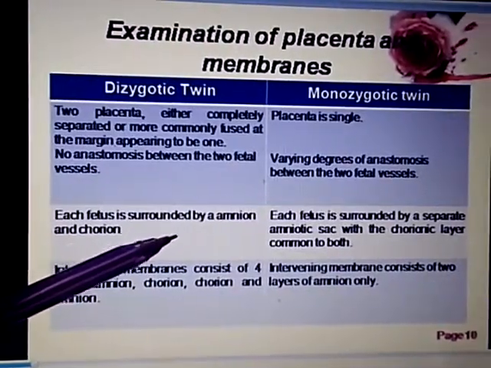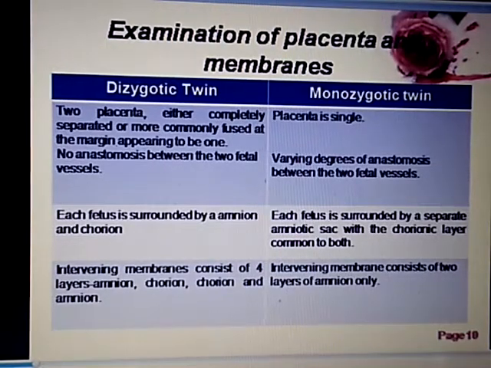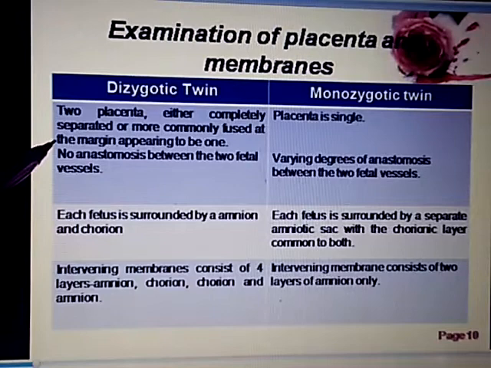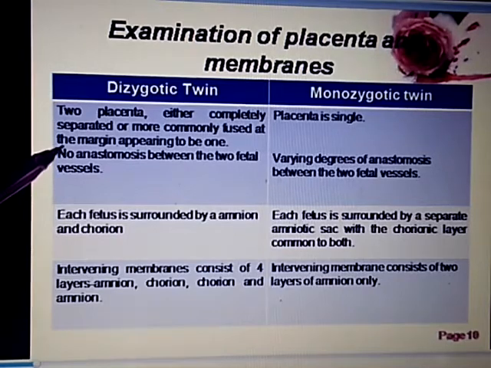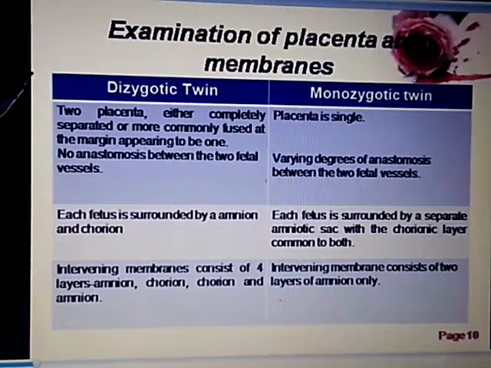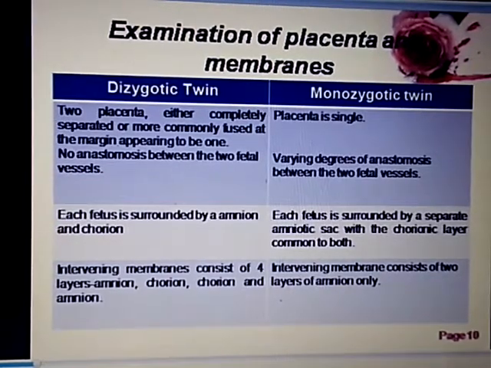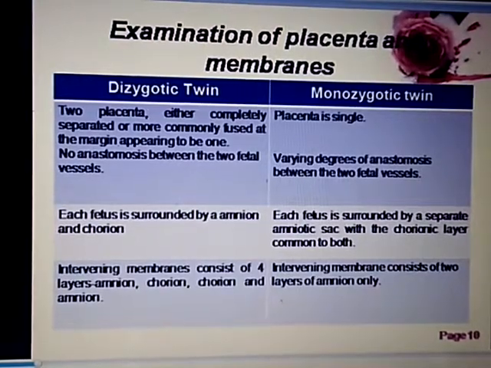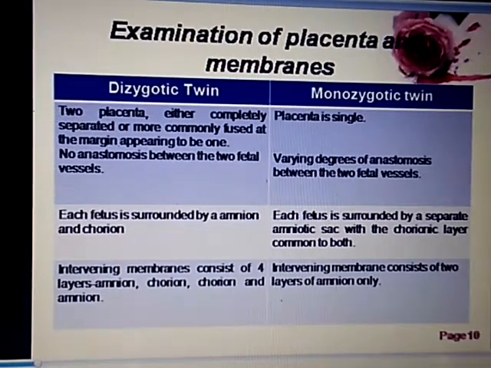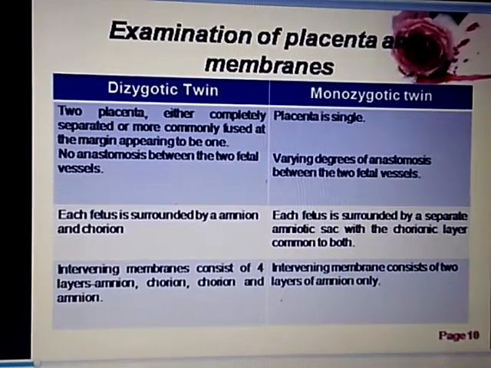Examination of the placenta and membranes of a dizygotic twin and a monozygotic twin. If you observe the dizygotic twin, there will be two placentas, either completely separated or more commonly fused at the margin, appearing as one. There is no anastomosis between the fetal vessels. If you observe the monozygotic twin, there will be a single placenta, and varying degrees of anastomosis between the two fetal vessels will be observed. In dizygotic twins, each fetus is surrounded by its own amnion and chorion.